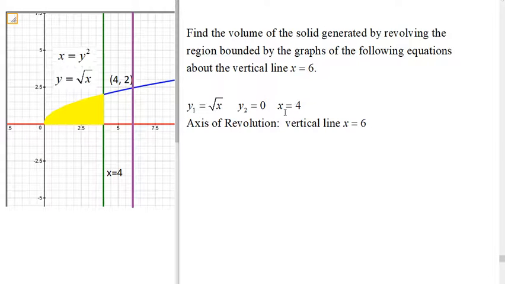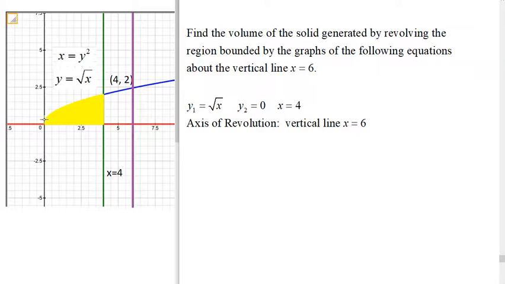We have this bounded region. The region is bounded by these graphs, and what we want to do is take the bounded region and revolve it around the line x equal to 6 and then find the volume of the solid of revolution.